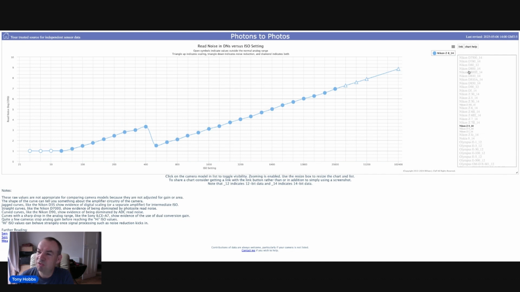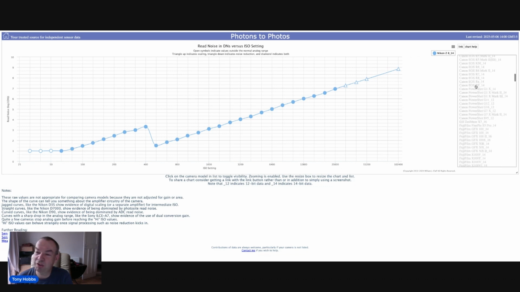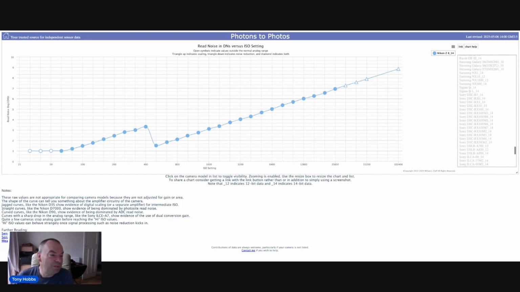So over on this box on the right hand side, it's basically got every camera and a few phones as well. So that one down there is an Apple iPhone 14 Pro Max. It's got all Canons on there. We're going to look at Nikon because that's what I use. We will briefly look at Sony. We'll look at a couple of Sony cameras that I've used over the years, which isn't that many. So this is the Nikon Z8 that we've got highlighted here.